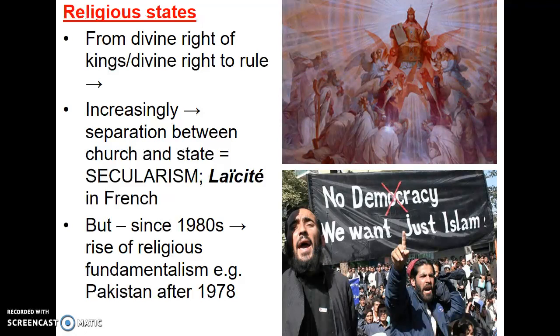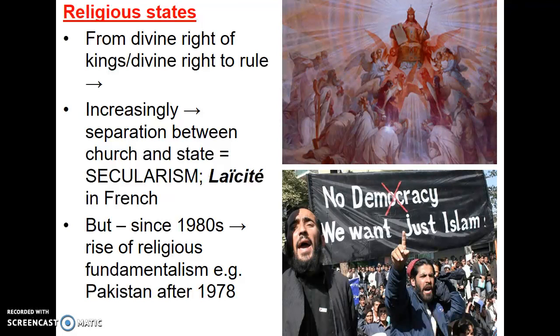What about religious states? Religion and statehood stretches back for millennia. Originally, many monarchs and aristocrats in Europe believed in the divine right of kings. Essentially, God, the Christian God, had given them the divine right to rule over their kingdoms. However, over time, as people slowly became more disillusioned by religion in various territories, there was increasingly separation between the church and the state, what we know today as secularism, or laïcité in French. Secularism basically means the separation between the church and the state.